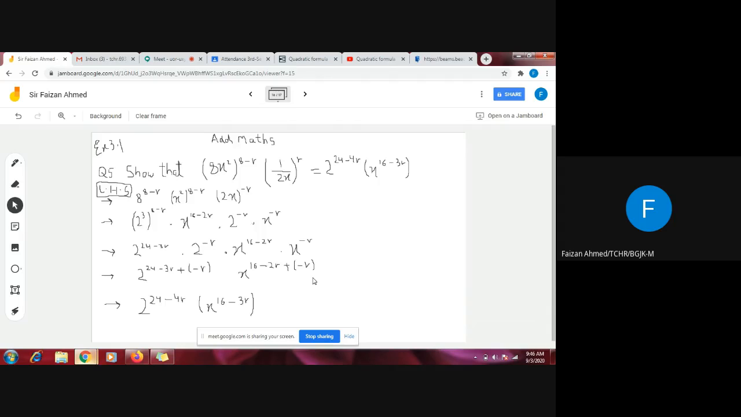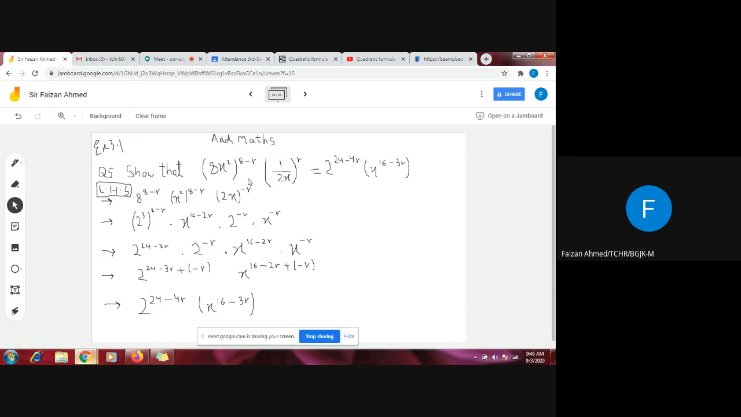So our question is, we have (8x square) whole power 8 minus r upon (1 minus 2x) whole power r equals to 2 to the power 24 minus r and x to the power 16 minus 3r. So this is basically our question, and we have two sides in this question, and we have to show that both the sides are equal, although they are not looking the same. But we have to pick one side and apply the laws of indices on that side, and transform it into the same form as the other side.